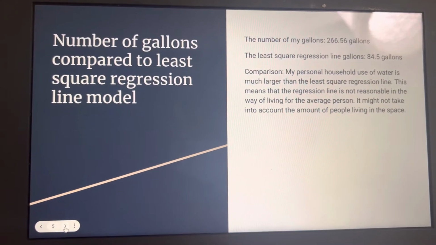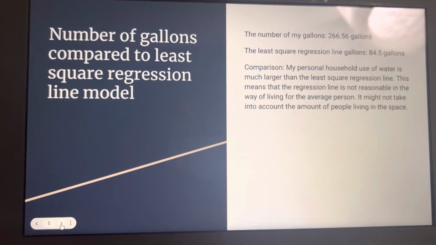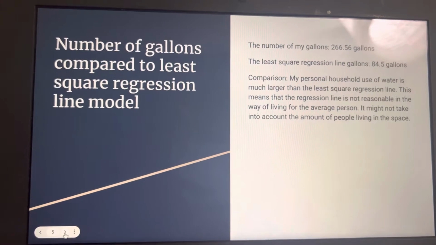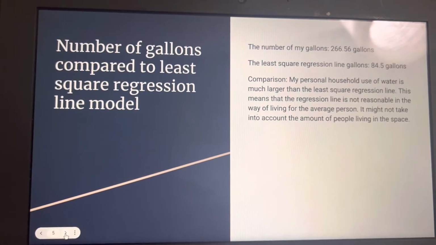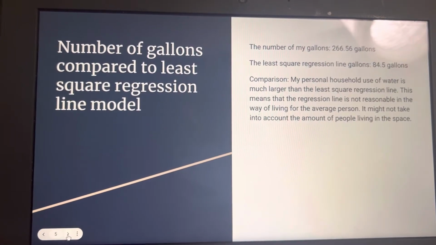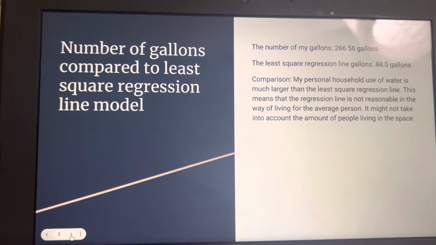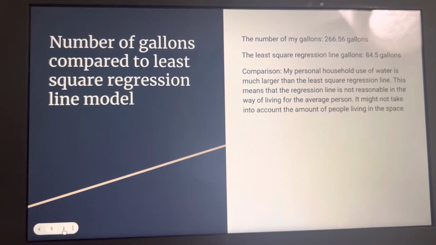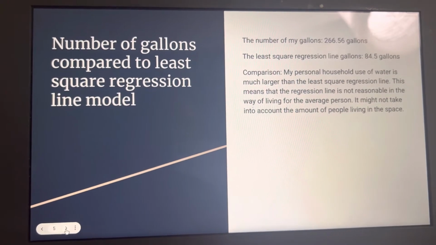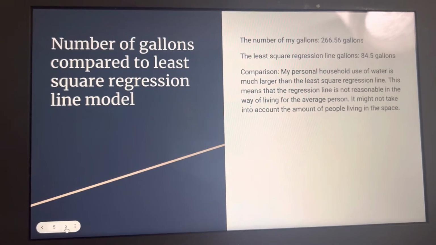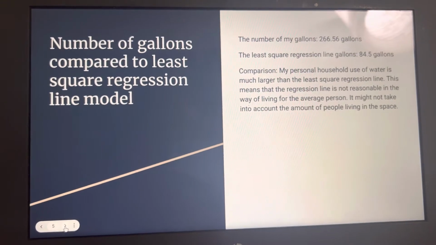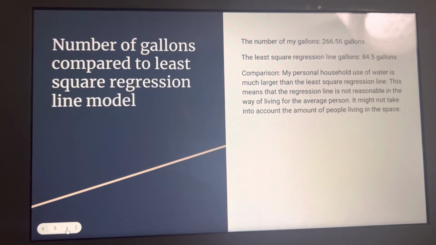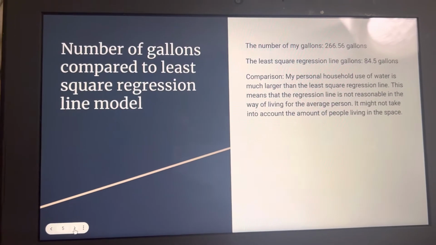Number of gallons compared to least square regression line model. The number of my gallons was 266.56 gallons, but the least square regression line was 84.5 gallons. In the comparison, I said my personal household use of water is much larger than the least square regression line. This means the regression line is not reasonable in the way of living for an average person. It might not take into account the amount of people living in the space.